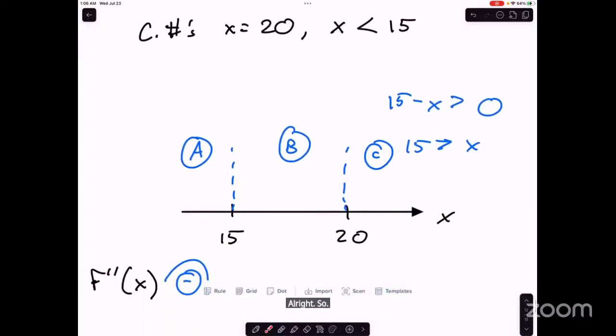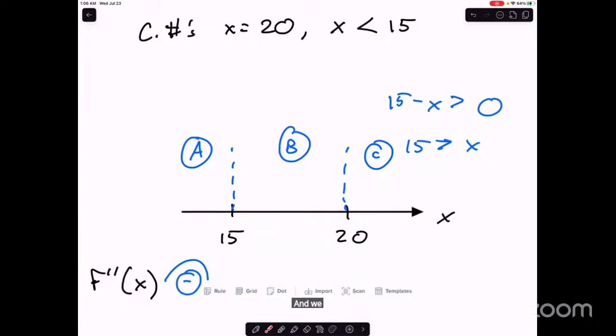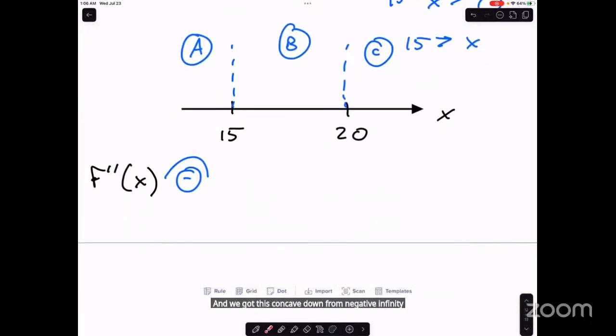So we did get that it was concave down on the left side of 15. We got no points of inflection. And we got that it's concave down from negative infinity up to 15. The far left is negative infinity up to 15. That was concave down, no points of inflection. I kind of want to look at this graph. Let's look at this graph and just kind of confirm some of these notions.